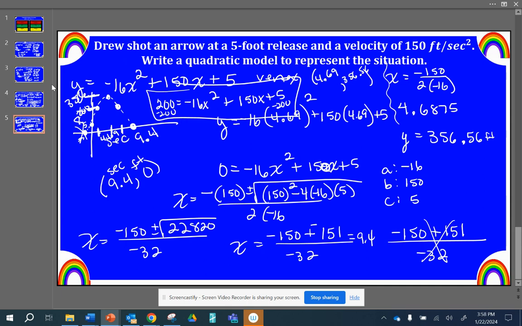So if they are asking for time, you plug in the height for y, and then set it equal to 0 and use the quadratic formula. If they want to know how high the arrow was in 2 seconds, we could simply plug in 2 into our function to get the output. So I hope this helps.